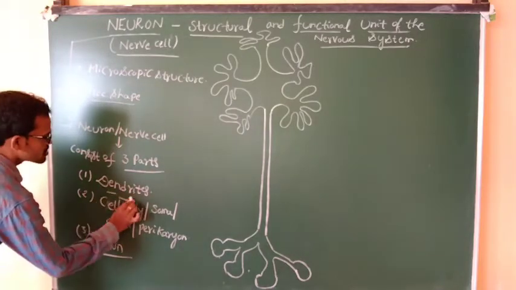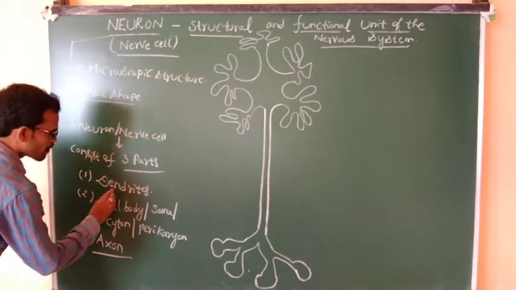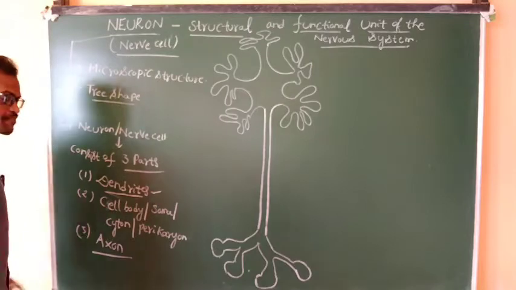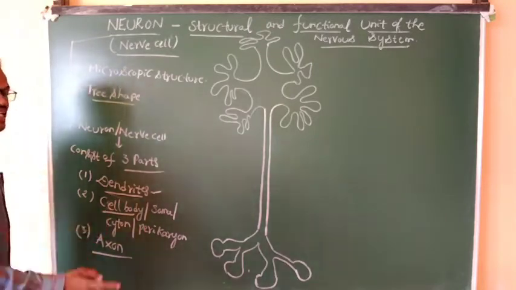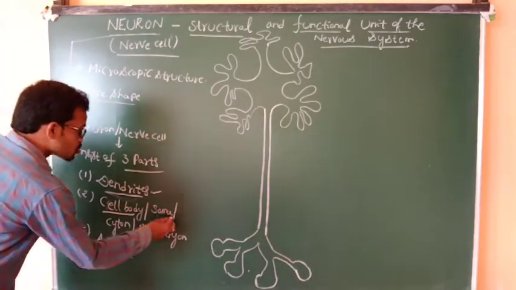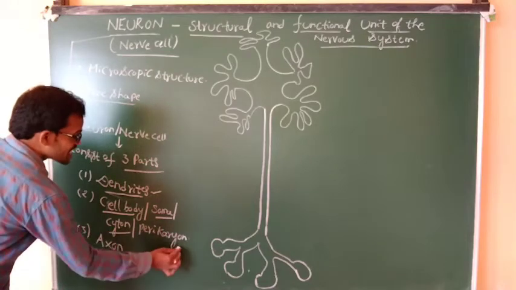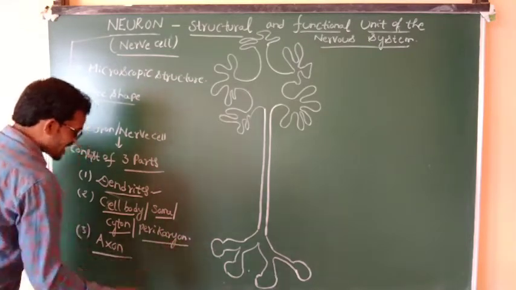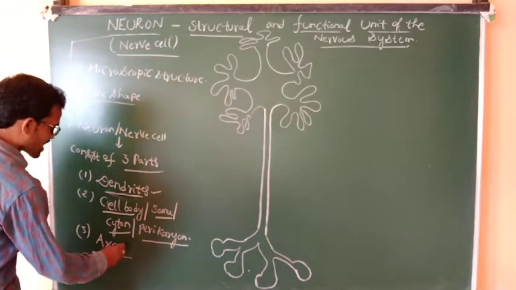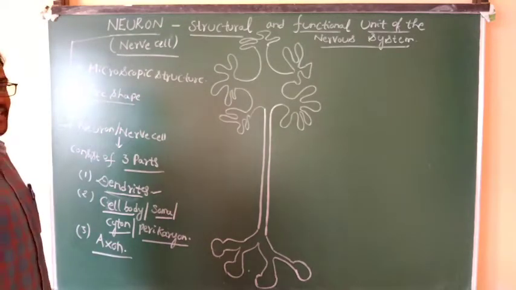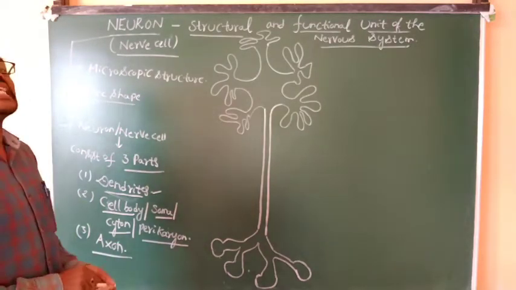What is the first part of the neuron? Dendrites. What is the second part? Cell body. The cell body is also known as a soma, the soma is also known as a cyton, and the cyton is also known as a perikaryon. What is the third part? Axon.